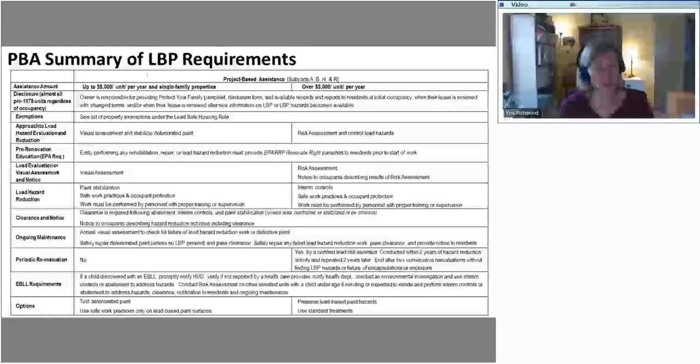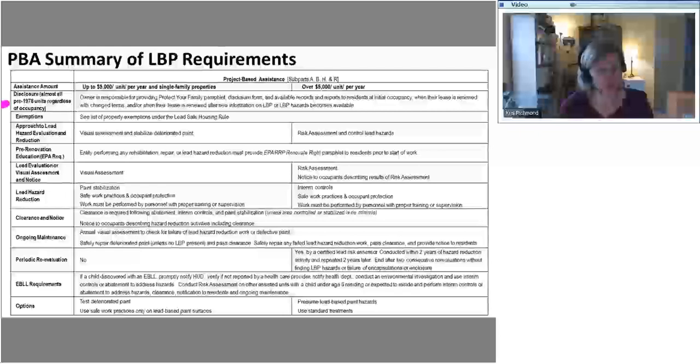This is available to you as a printout, and it goes over what the requirements are. Again, you need to know which category you fall into. Are you up to and including $5,000 per unit per year in single-family properties, or are you over $5,000 per year, which is really more common for what we see in project-based assistance? But you'll see we're going to go into more detail about this as we go throughout the module.